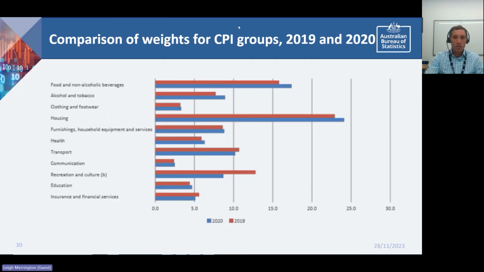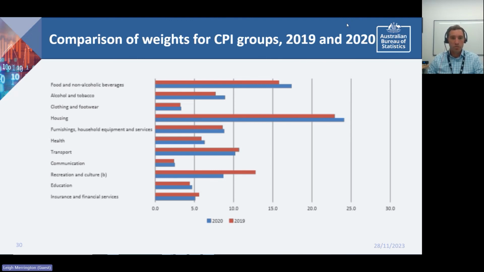And this is how the weights themselves changed across the different CPI categories. So you can see food in 2019, the red bar, the weight for food increased from sort of 17% to around 18-19%. It doesn't sound like a big increase, but when it comes to its impact on the CPI, it can have a material effect.